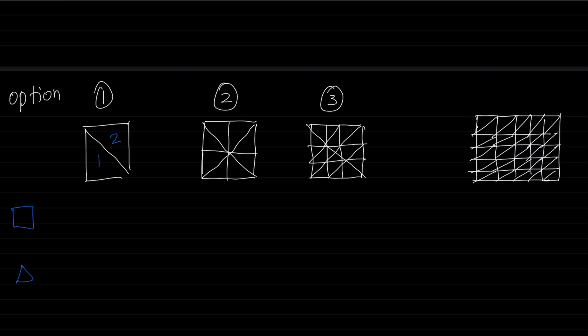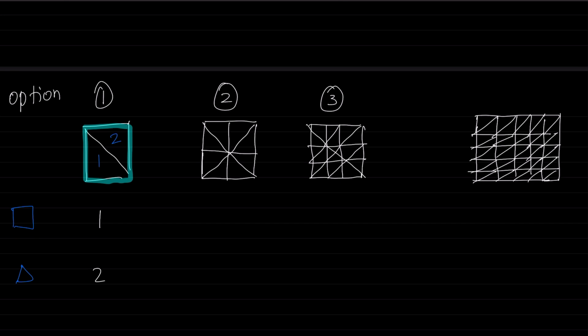Okay? So let's look at option number 1. So option 1 is simply taking two of those triangles, placing them next to each other, and we're going to get one square. Now that's going to be our original square. And I'm going to highlight it with the blue box like this. Okay? And the number of triangles that's used is 2.